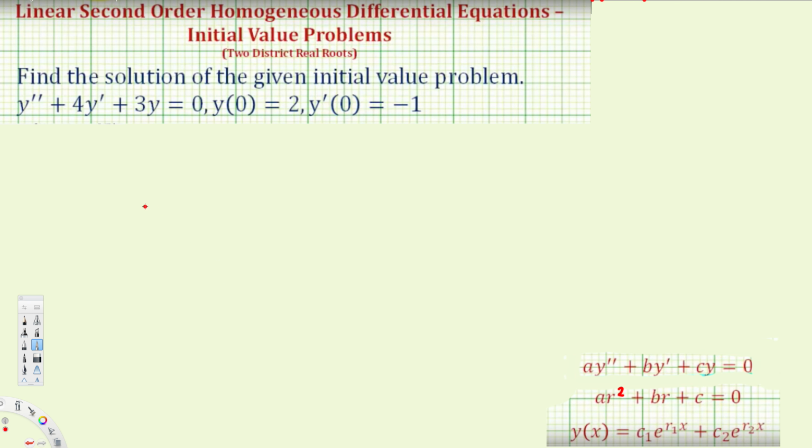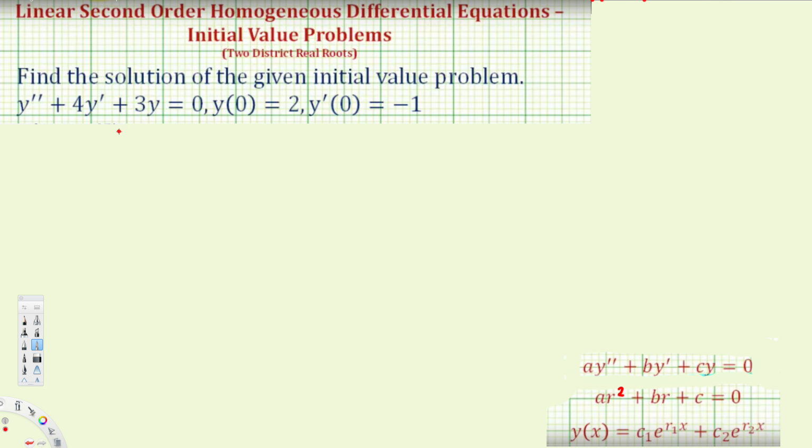This question is asking to find the solution of the given initial value problem. Here we have a differential equation with some initial values. And if you look at this differential equation, it matches this pattern. This is a linear second order differential equation with constant coefficients.